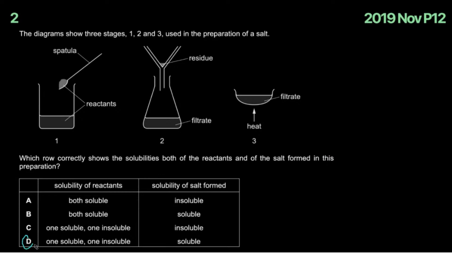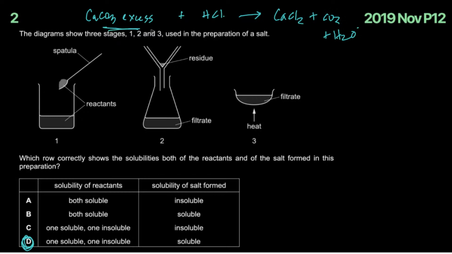Okay, so basically the answer here is D. Ibrahim asks, if a reactant is insoluble, how is a salt formed? It's a good question. Think about this: you take calcium carbonate, in excess, and HCl. What will it make? Calcium chloride, carbon dioxide and water. And although calcium carbonate is insoluble, acid and carbonate react.